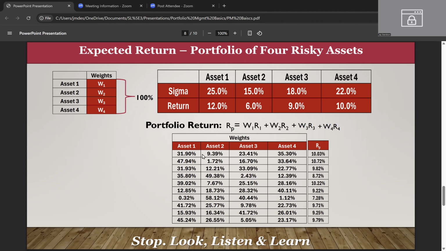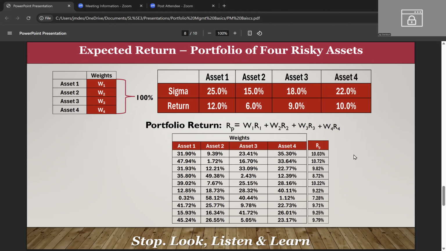Then we add that to the product of the weight of asset two and the expected return of asset two. That's this, and then we add to that the weight of asset three times expected return of asset three, and that's this one. And finally, we take the weight of asset four and we multiply that by the return of asset four, and that's this. And we sum all those together and we get the return on the portfolio as 10.03%.